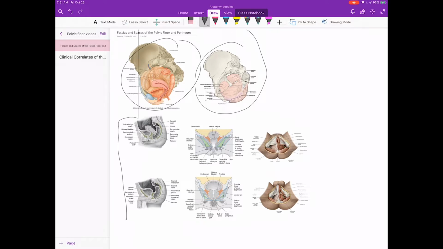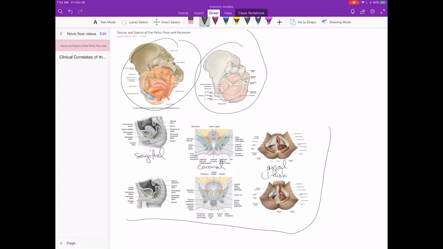These images below are the orientations of sagittal, coronal, and axial views, or a lithotomy view of the pelvis. And what I'll do as I talk about the different fascias and spaces is I'll refer to each of the different orientations. So let's get started.